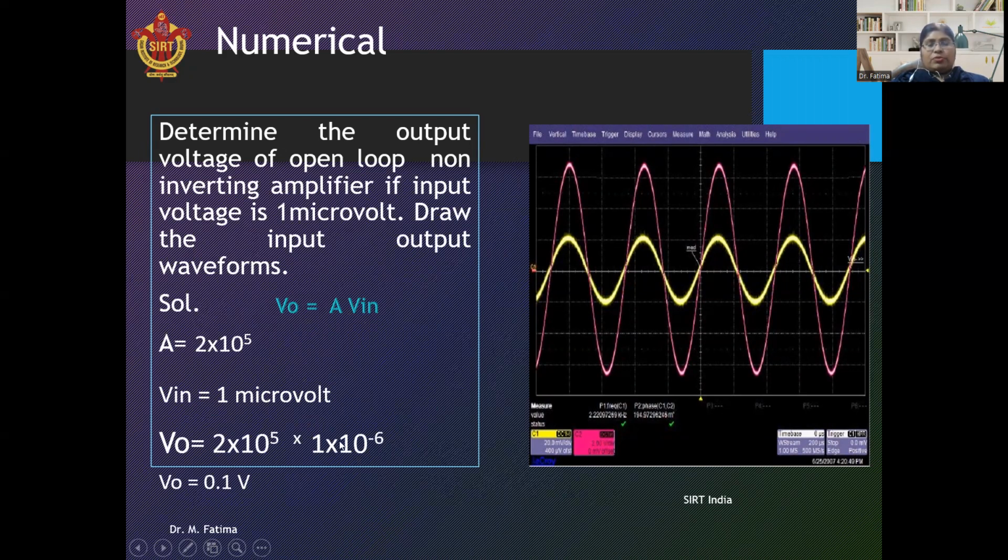So the value is 1 into 10 raised to minus 6 multiplied by 2 into 10 raised to 5. This comes out to be 0.2 volt. So V0 is equal to 0.2 volt.